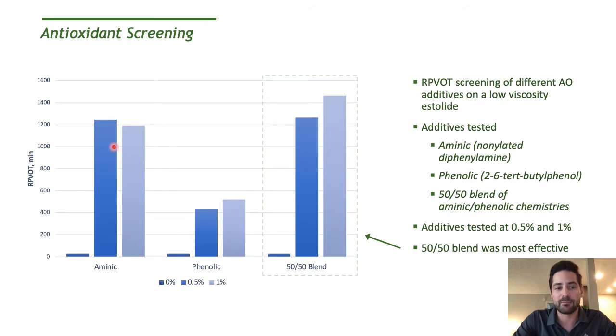You can see aminic performed better than phenolic on its own, but the 50-50 blend of aminic and phenolic performed better than either aminic or phenolic at their respective concentrations. So it was determined that a blend of these components was going to be more effective moving forward. Most of our other experiments from this point on were done using a combination of aminic and phenolic additives.